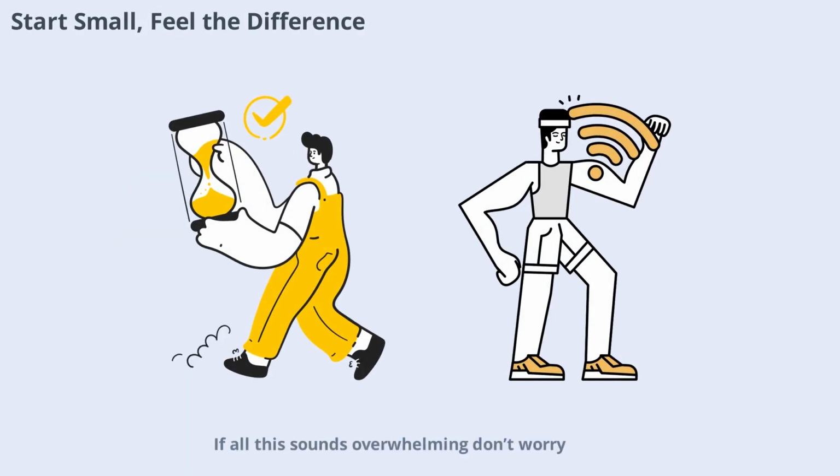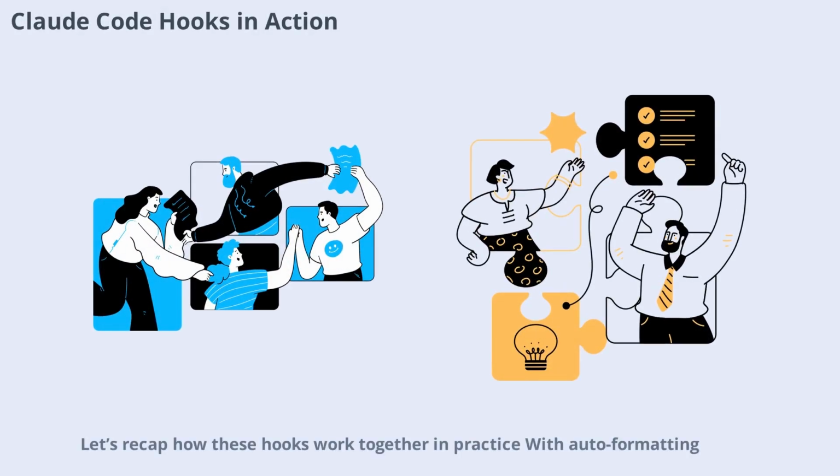If all this sounds overwhelming, don't worry. You don't have to automate everything at once. Start with the friction point that bothers you most. Maybe it's constant formatting, endless approvals, missing context, or forgotten tests. Fix just one thing and live with it for a few days. You'll quickly notice the difference. Once you feel the relief, adding the next hook will feel less like configuration and more like a natural step forward.